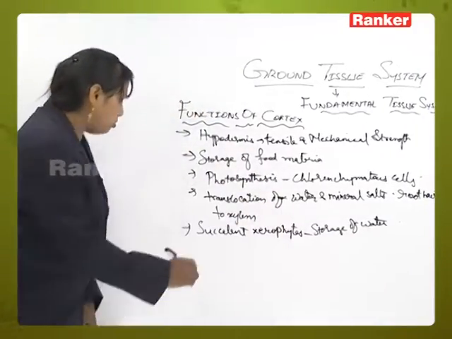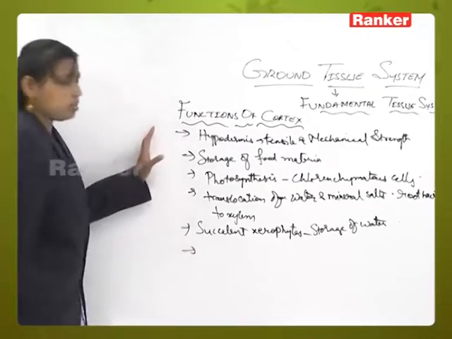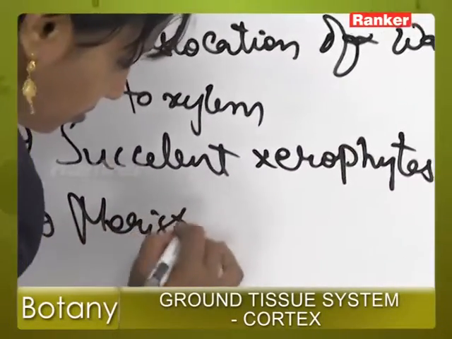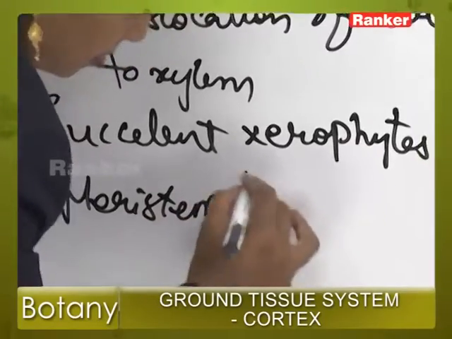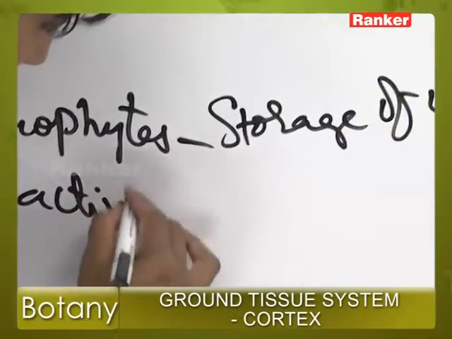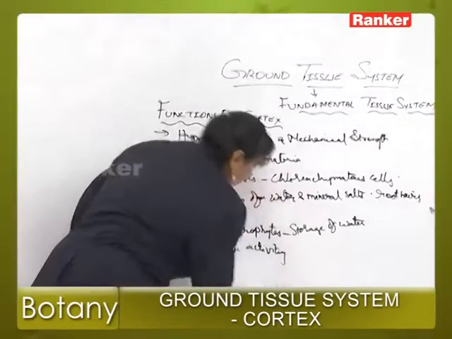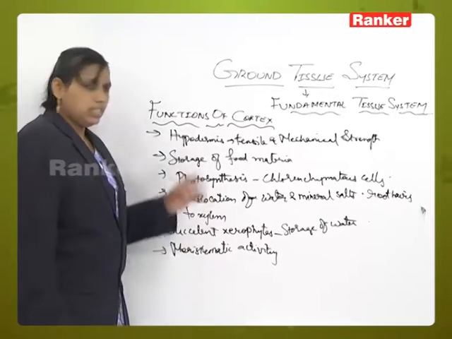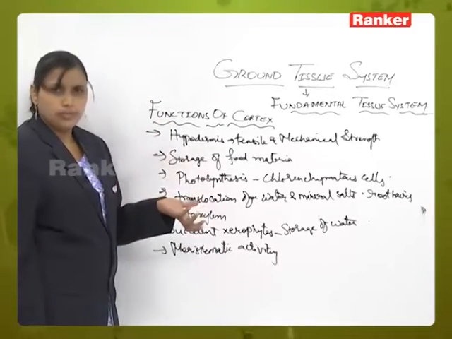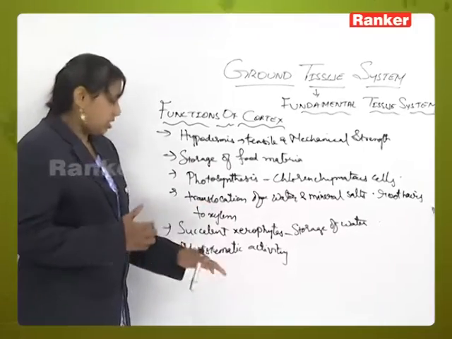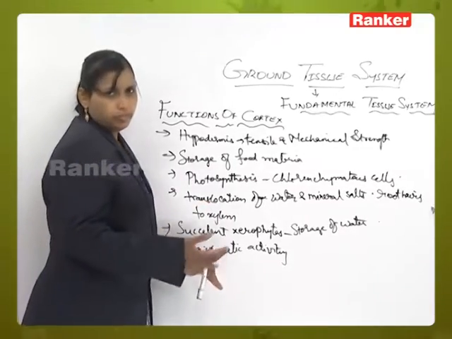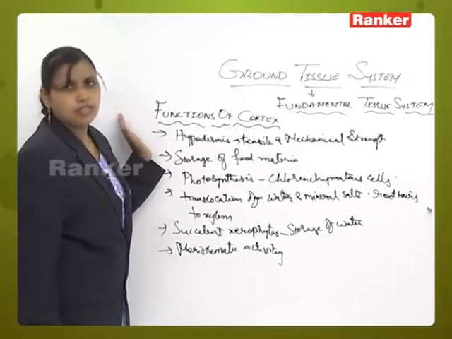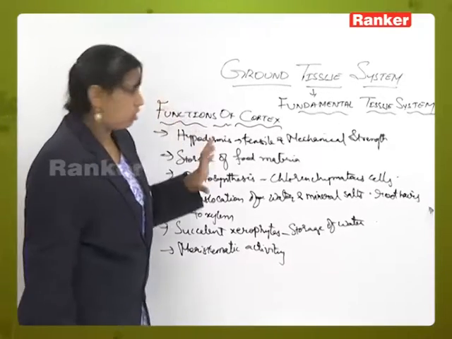Now, there is one more activity going on here. These cortical cells get converted into meristematic tissue. In case of emergency or necessity, these cortical cells change into meristematic tissue and show repeated cell division when required. Okay, these are the functions of cortex, and this is about cortex. Next.